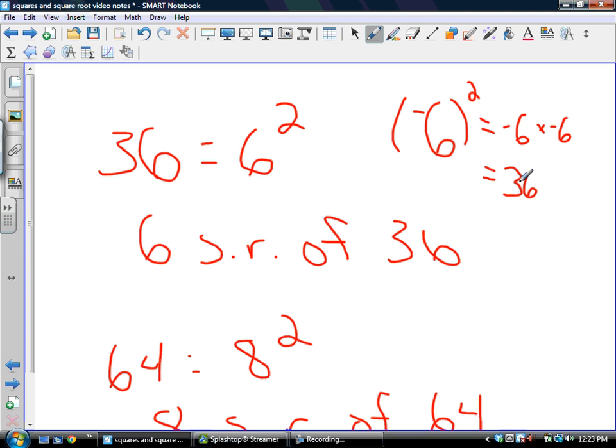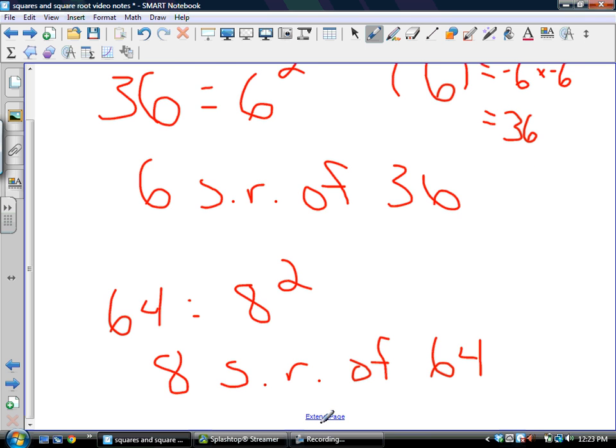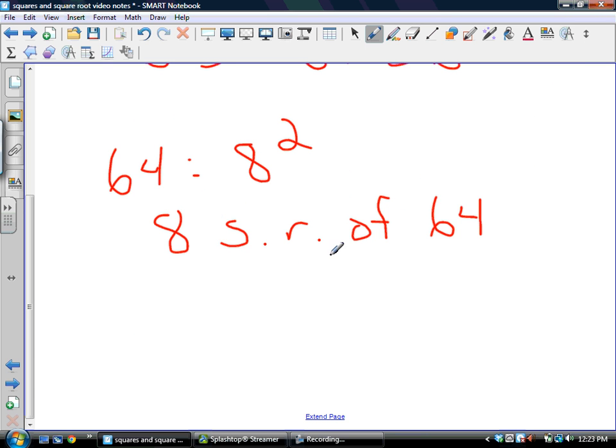So there are actually 2 square roots for each number. There's a positive square root and a negative square root. So down here we could say the square root of 64 is 8, and so is negative 8. So that's an important thing to remember, is that every number has 2 square roots, a positive and a negative.